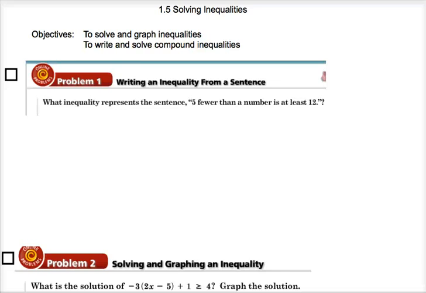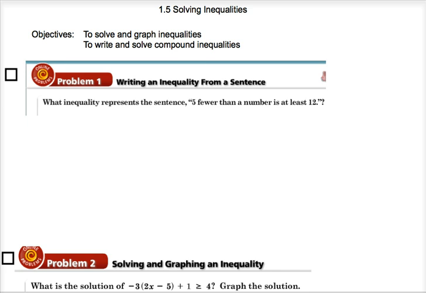All right, section 1.5 is on solving inequalities. Inequalities are when you get the less than, greater than, less than or equal to, greater than or equal to. So we're going to solve some inequalities and graph them, and then we're going to write and solve what's called compound inequalities. When you've got more than one number involved, you're saying like 2 is less than some number, and that number is less than x. So you're comparing some variable to two boundaries, so to speak, instead of one. That's compound. So first problem.